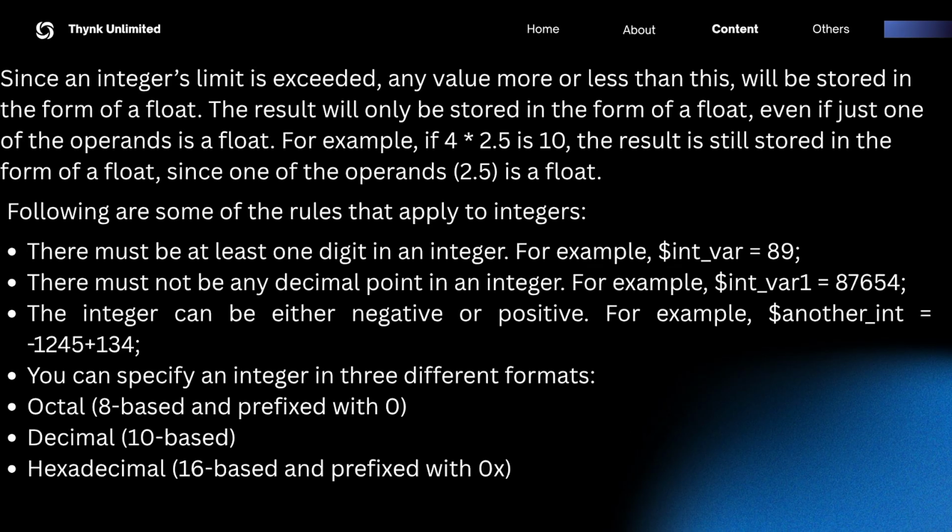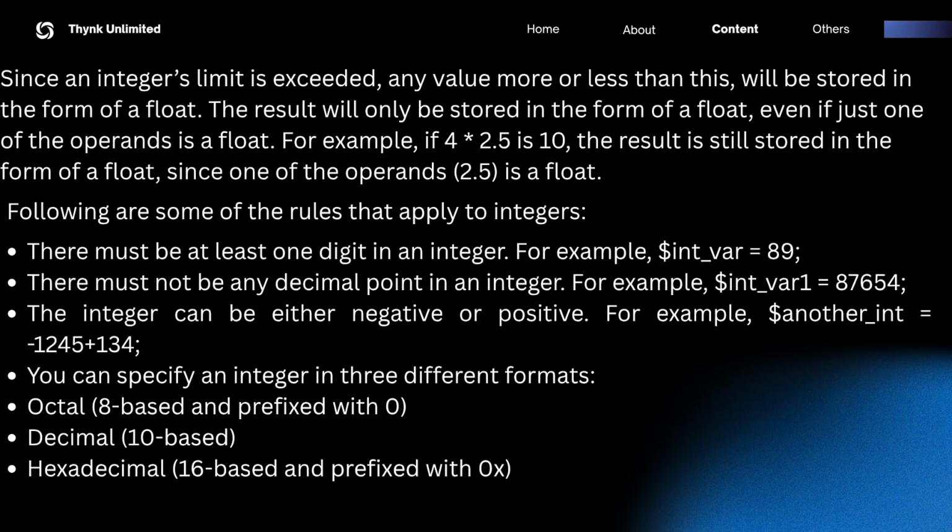Integers can be either positive or negative. PHP supports both positive and negative integer values. For example, another int var = -1245 + 134. This expression uses both negative and positive integers in a simple arithmetic operation.